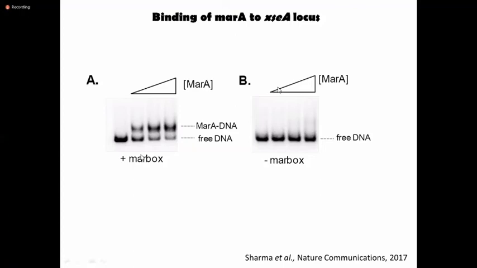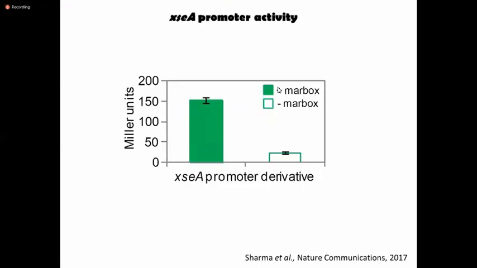So we have again taken these 2 fragments, with the MAR box intact and a deleted MAR box version, and cloned them upstream of a reporter plasmid known as PRW50, and we have done some beta-galactosidase assays with them. So here's the result for that.